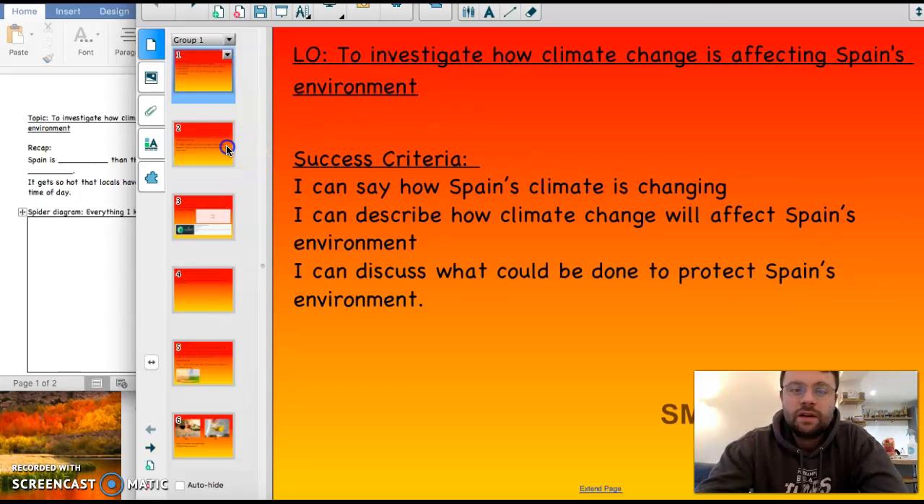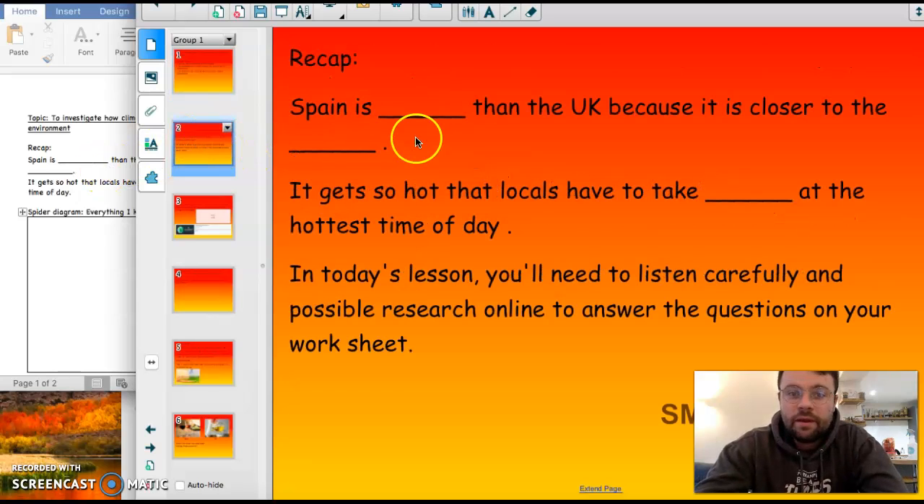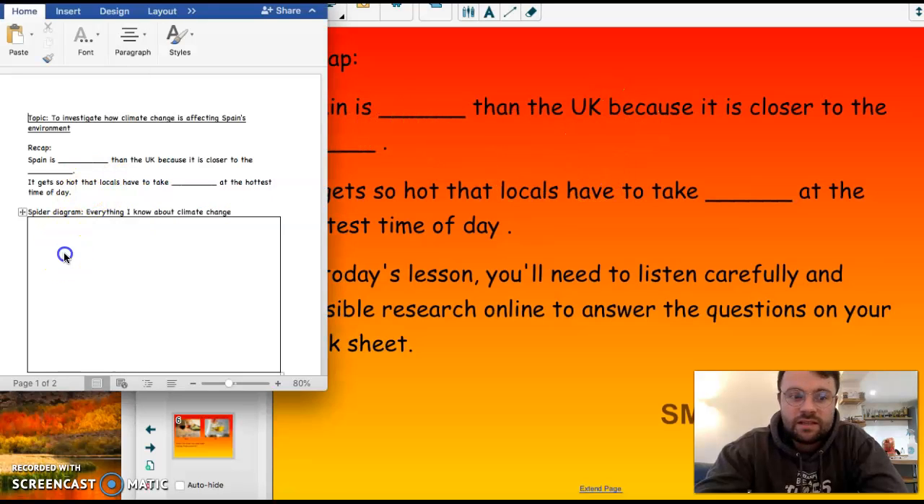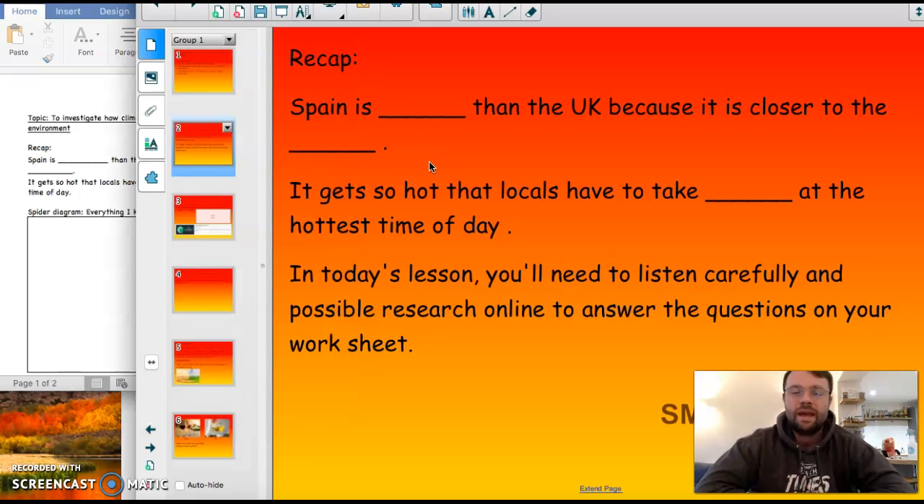Okay, so first things first, a recap. I would like you to fill in the blanks on these two sentences on your worksheet there. Now you should know this because it's all stuff we've done. So Spain is something than the UK because it is closer to the something. It gets so hot that locals have to take something at the hottest time of day. So complete that now.